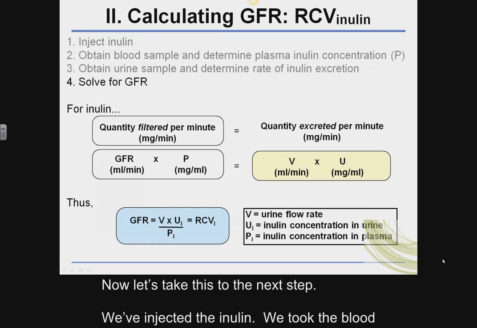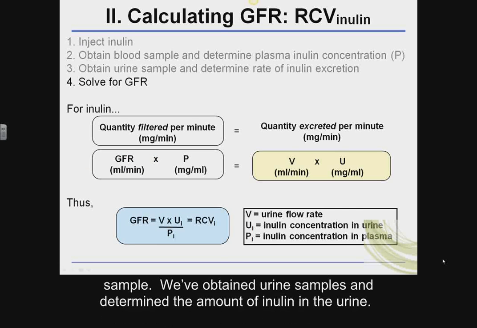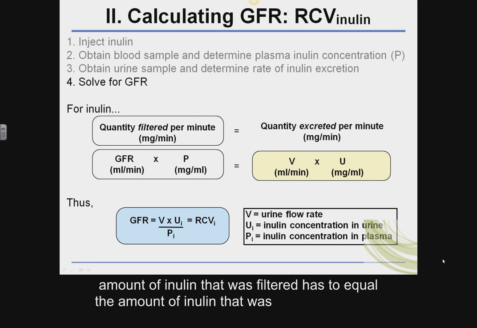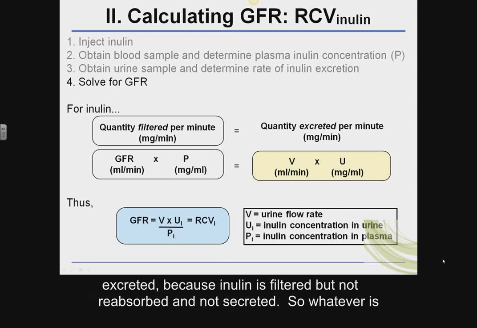Let's take this to the next step. We've injected the inulin. We took the blood sample. We've obtained urine samples and determined the amount of inulin in the urine. Now we can simply solve for the patient's glomerular filtration rate. Look at this slide. The amount of inulin that was filtered has to equal the amount of inulin that was excreted, because inulin is filtered but not reabsorbed and not secreted. So whatever is filtered will come out in the pee.